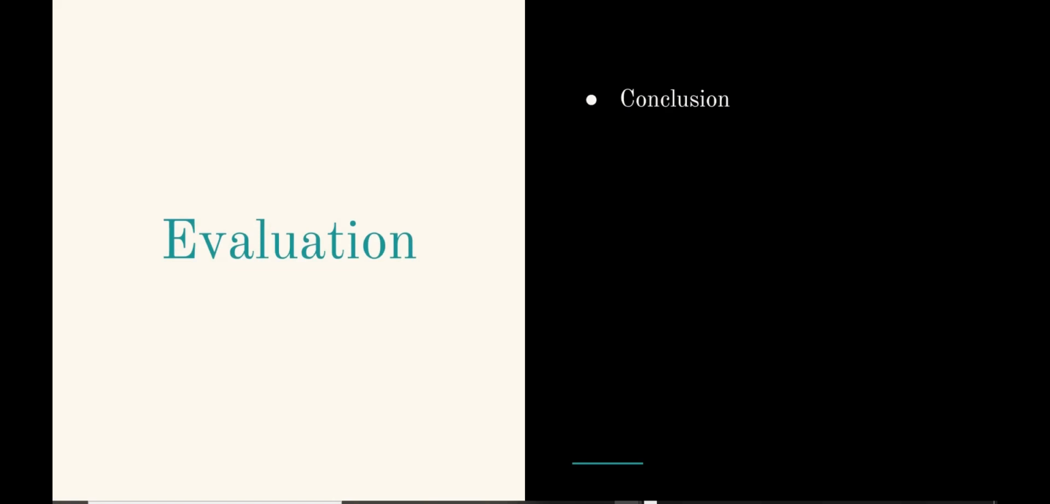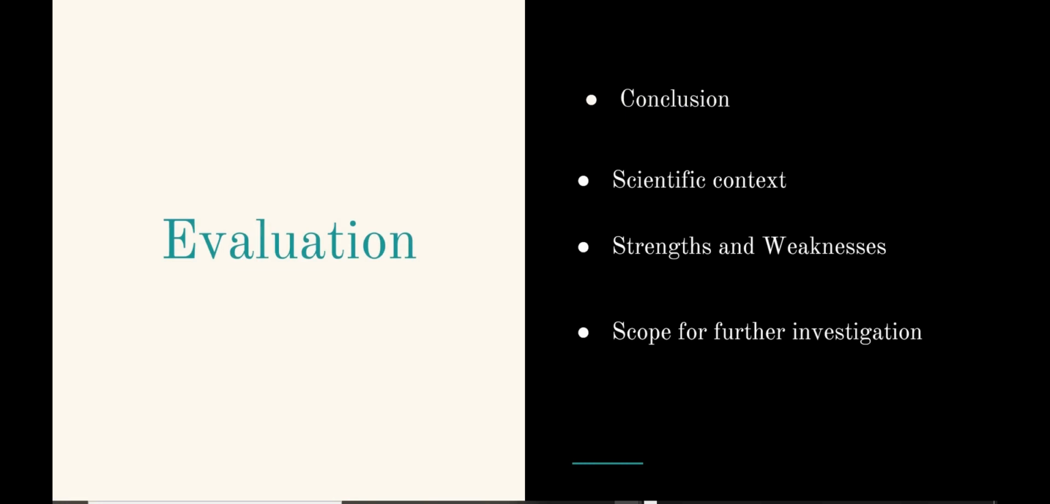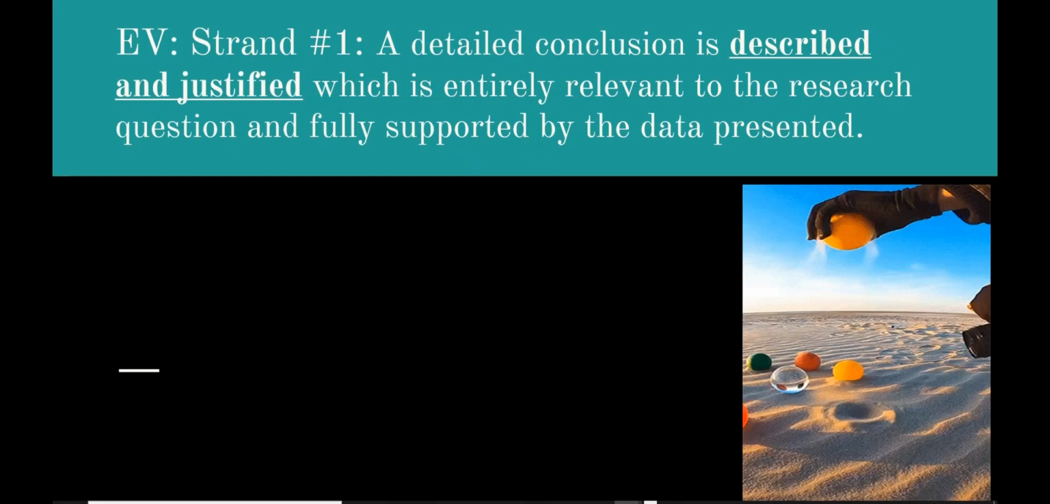Ensure to include the following points while addressing evaluation. Conclusion, scientific context, strengths and weaknesses, scope for further investigation or extension of investigation. Strand 1 is discussing about conclusion. It says that the conclusion should be described and justified based on the original argument.